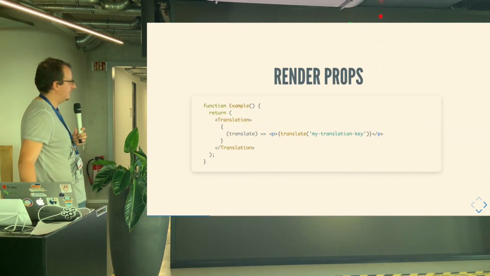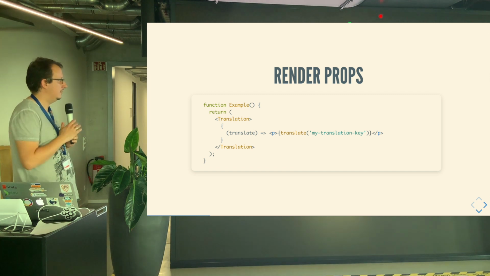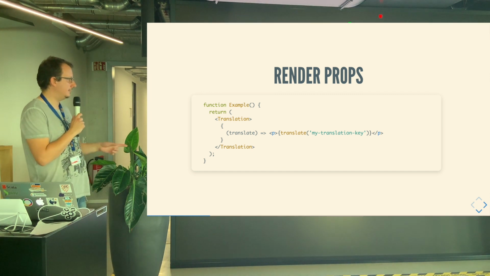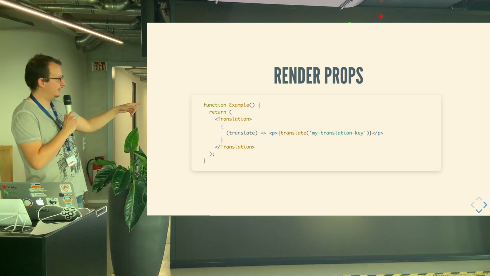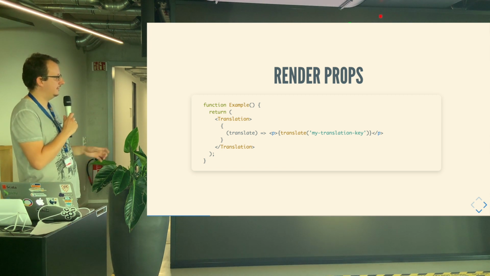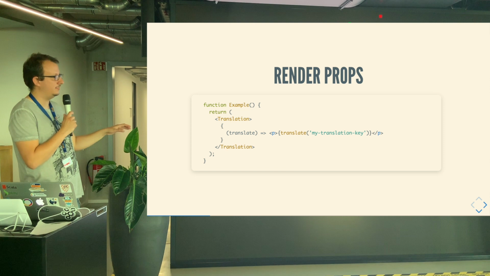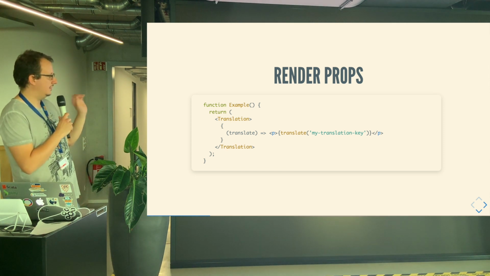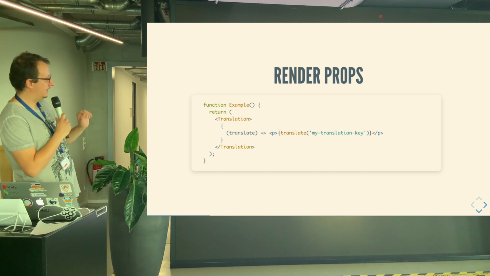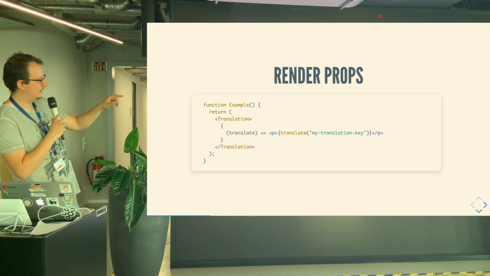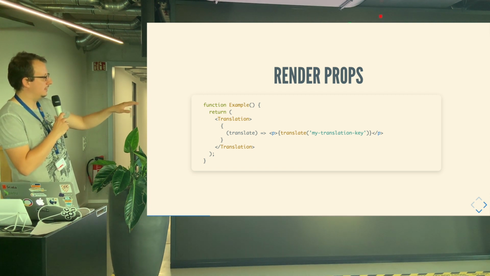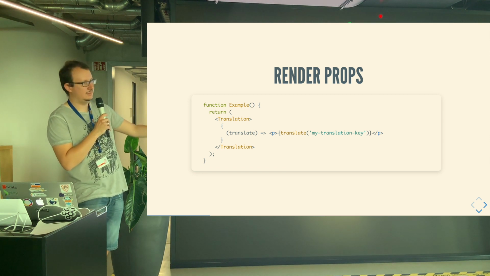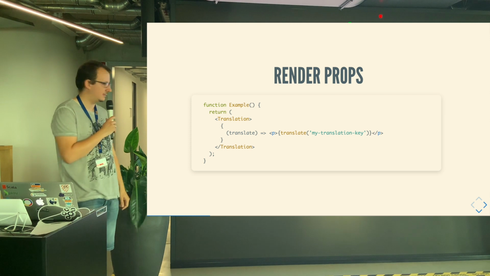So there's one pattern which people might know. This is render props. What's happening here is we have a translation component which expects a function returning another component as child, and it injects the translate function via this function, and you can then use the translate function to translate your translation piece. That was a lot of translations.